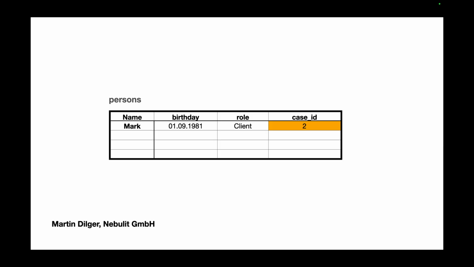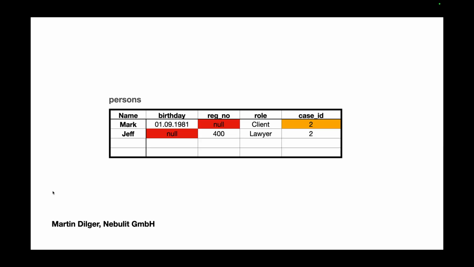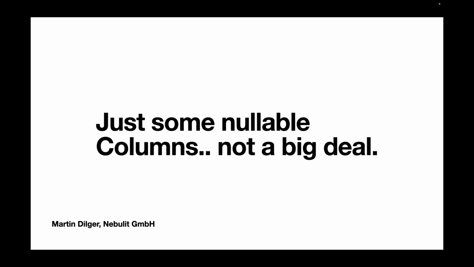But the question is, how do you model that in your relational schema? How do you adjust your tables? Well, let's see. To add a lawyer to our table, we would have to add a few new columns here. And the problem is the registration number is only available for lawyers, so we need to make it nullable. It's just some nullable columns, not a big deal. I think we can deal with that.